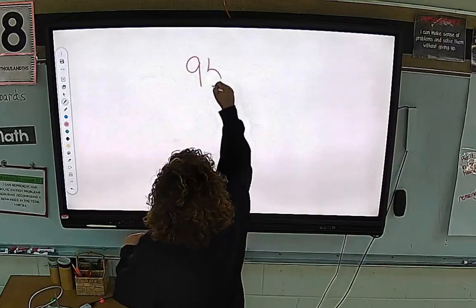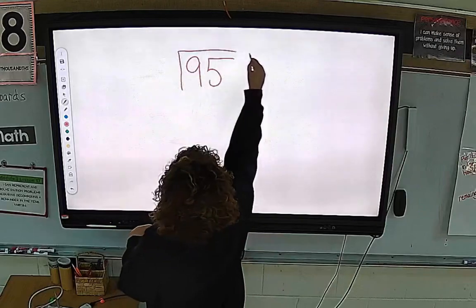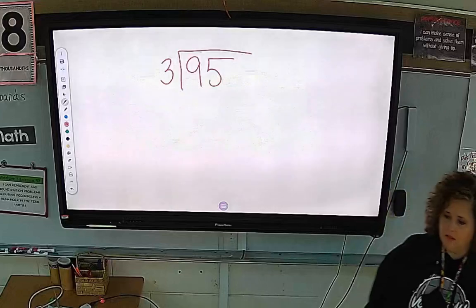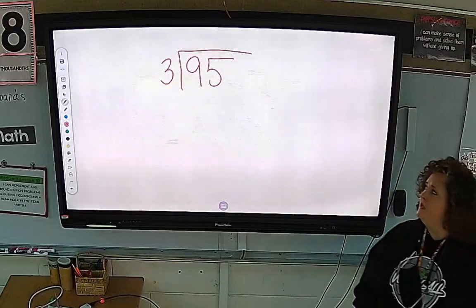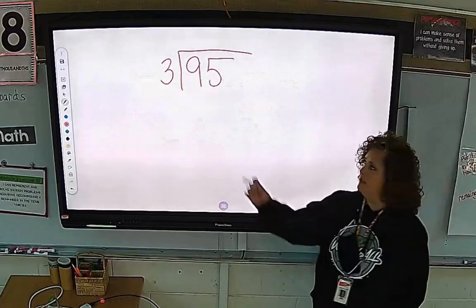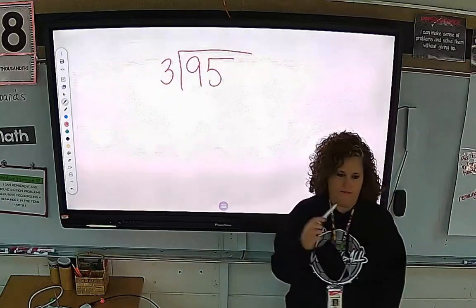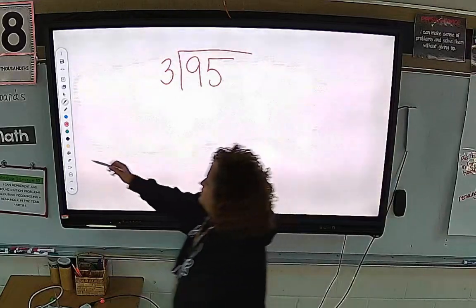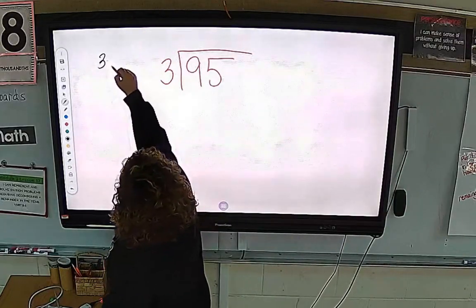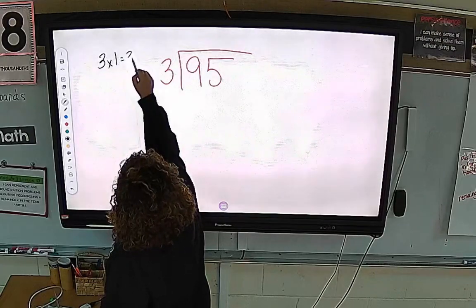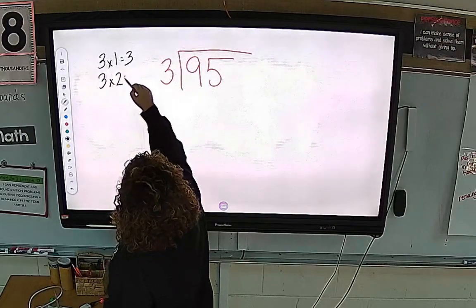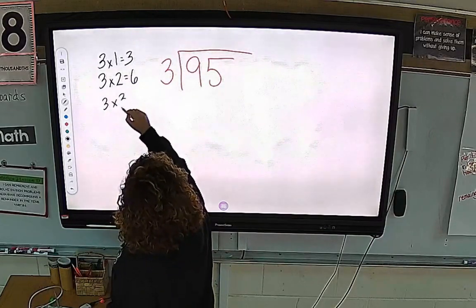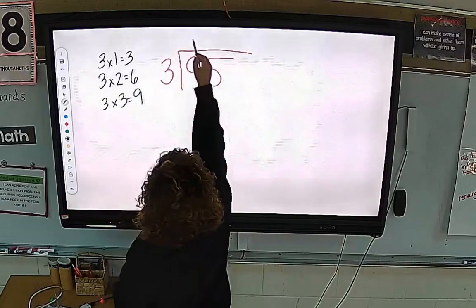So 95 divided by 3. Okay? 95 divided by 3. How many times can I get a group of 3 out of 9? Now think about your 3s. If you get stuck, you can do this to remember your times tables. I'm trying to get as close to 9 as I can without going over. What is 3 times 3? 9. Yeah, it's exactly 9, so that's perfect.